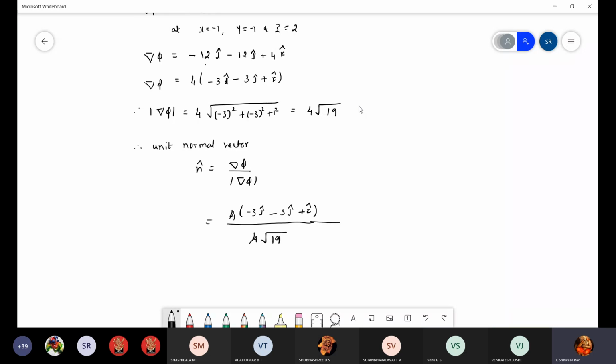N cap equals minus 3 i cap minus 3 j cap plus k cap by square root of 19. So this is the unit normal vector. Okay, one more problem we'll solve and I will wind up.